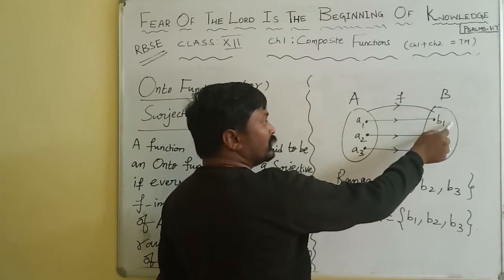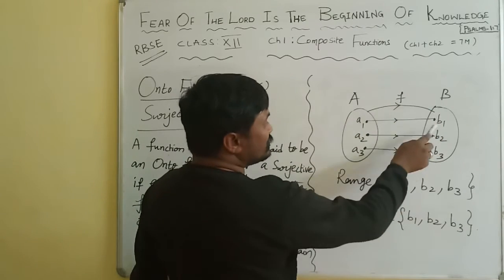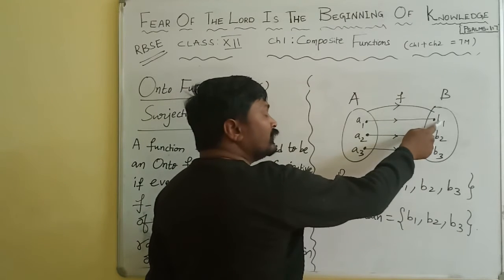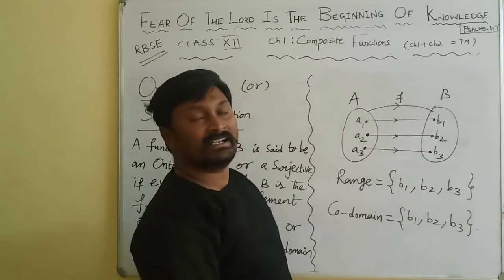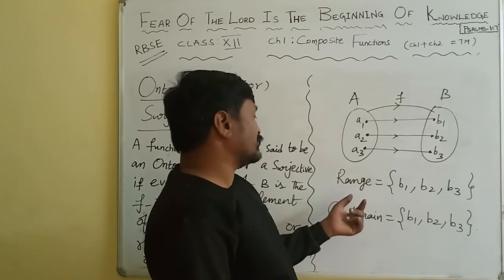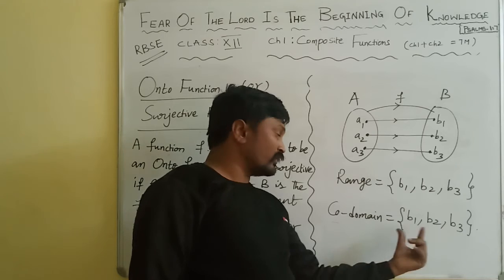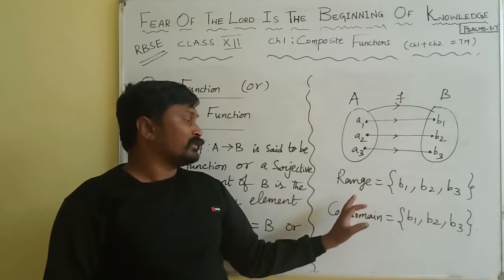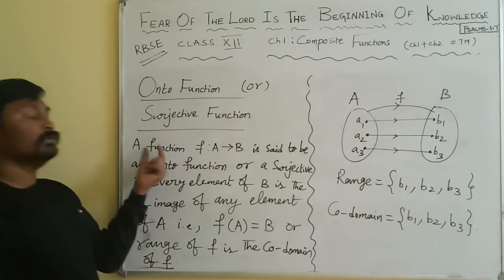Here observe, set B is called what? Codomain. The codomain is B1, B2, B3. And what about the range? All the elements of set B have a relation with elements of set A. So here the range is B1, B2, B3. In the same manner, the codomain is also B1, B2, B3. That means the codomain is equal to the range. Then we can say it is an onto function.